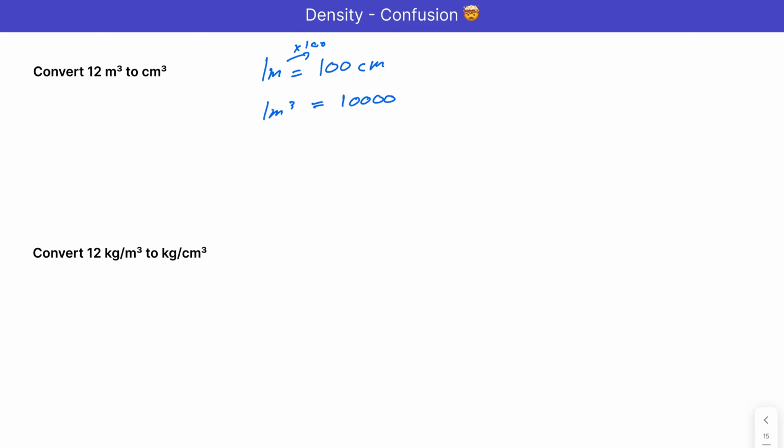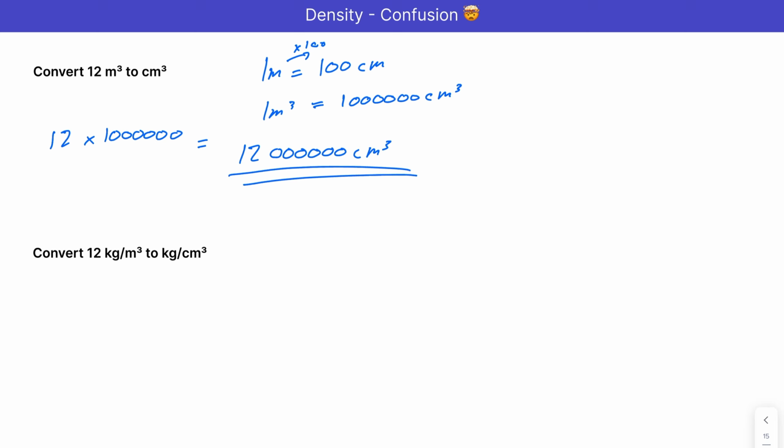So there'll be 1, 2, 3, 4, 5, 6 zeros that way. So 12, you times that by 1, 2, 3, 4, 5, 6, and then you get your answer as 12, 1, 2, 3, 4, 5, 6 centimeters cubed. So that is how you go from 12 meters cubed to centimeters cubed.